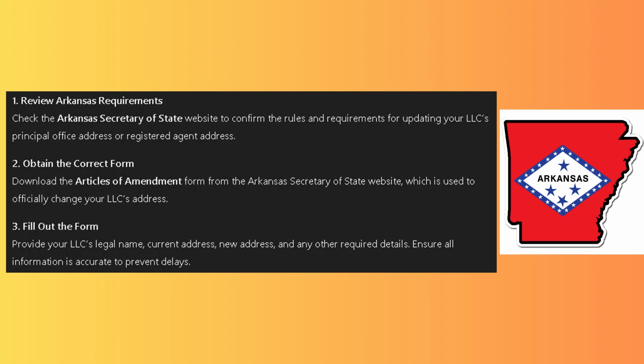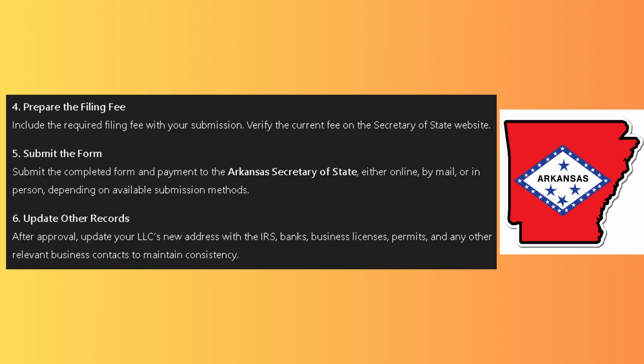Fill out the form. Provide your LLC's full legal name, current address, new address, and any other required details. Ensure all the information is accurate to prevent delays, and prepare your filing fee. Include the required filing fee with your submission. Verify the current fee on the Secretary of State website to make sure you get the correct amount.